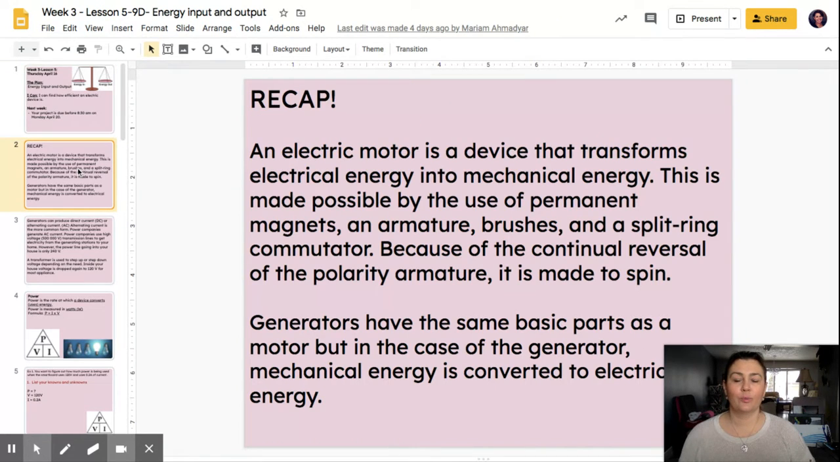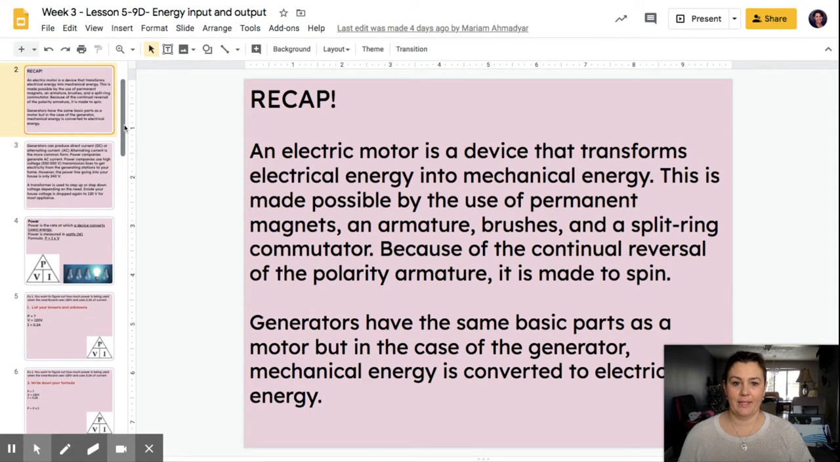All right, let's do a little recap. Let's do a little review here. An electric motor is a device that transforms electrical energy into mechanical energy. So let me just slow down and explain. A motor would be something that moves. And the reason I know that it makes something move is because it makes mechanical energy.